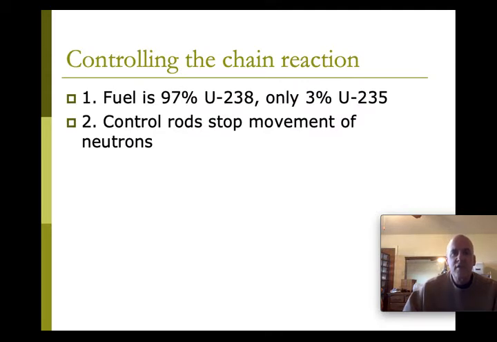Okay, so in nuclear reactors, the fuel is usually 97% uranium-238, about 3% uranium-235, and the control rods can go in and out and control the reaction. They absorb neutrons to control the reaction.